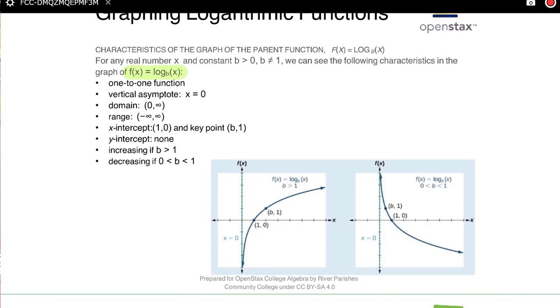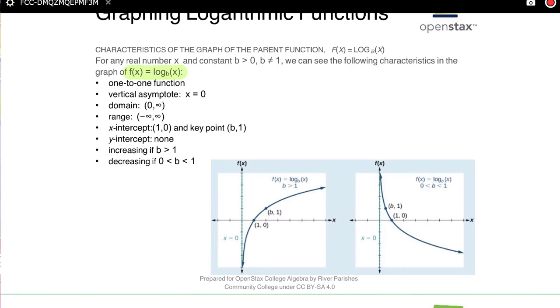Things that you'll notice about this. All right, first, b has to be positive. We talked about that before. And b can't equal 1. The function is 1 to 1. It has a vertical asymptote at x equals 0, which I mentioned earlier. The domain is 0 to infinity, range is -infinity to infinity. We mentioned that as well.